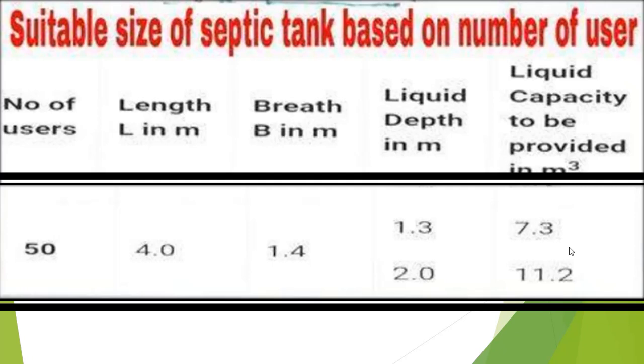Sixth, the depth of the septic tank should be kept 1000 mm to 3000 mm, plus minus 300 mm to 500 mm according to water level, but should not exceed 1800 mm plus 450 mm for freeboard. The minimum capacity of the septic tank should be 1 cubic meter, that is 1000 liters. 1 cubic meter is equal to 1000 liters.